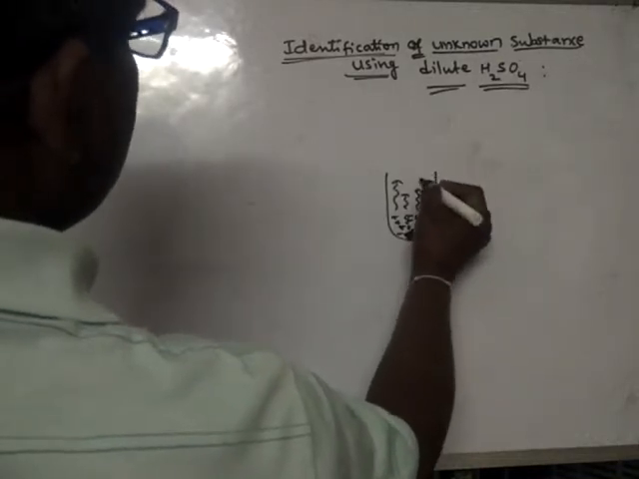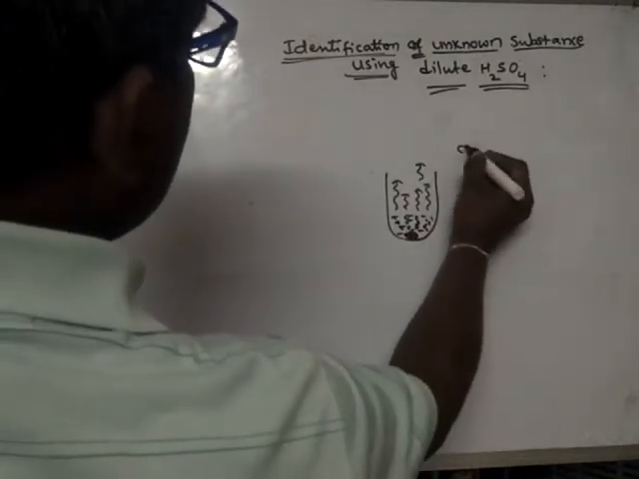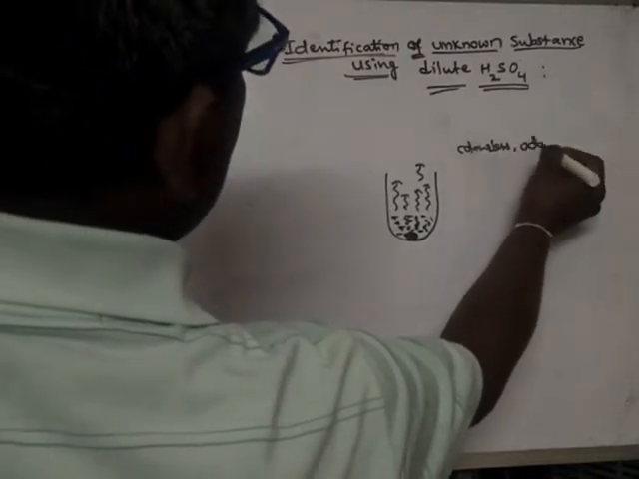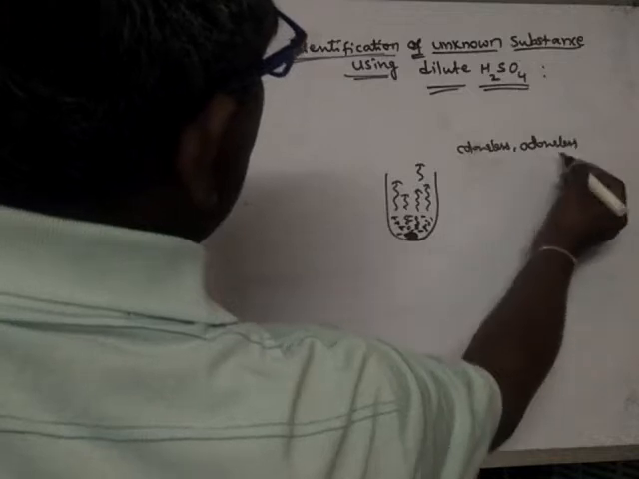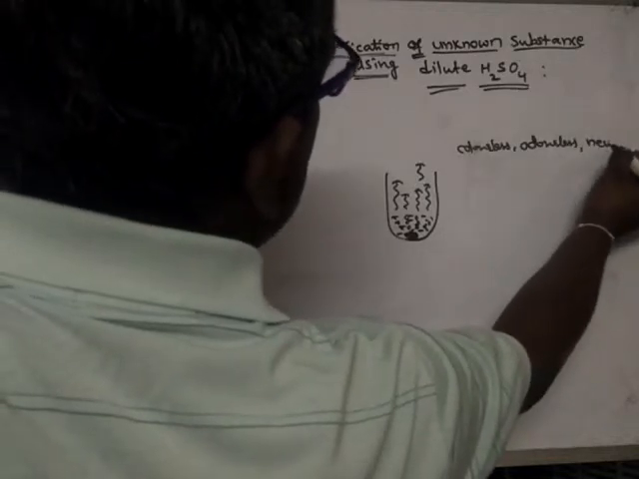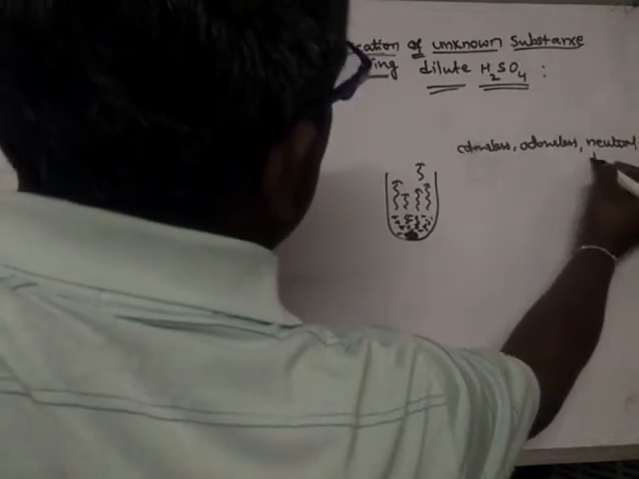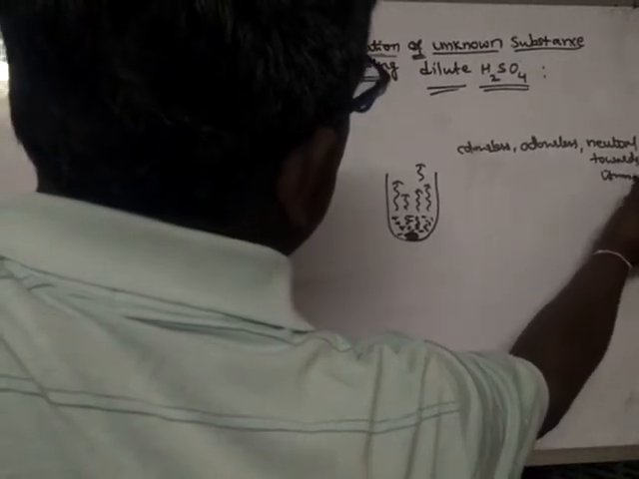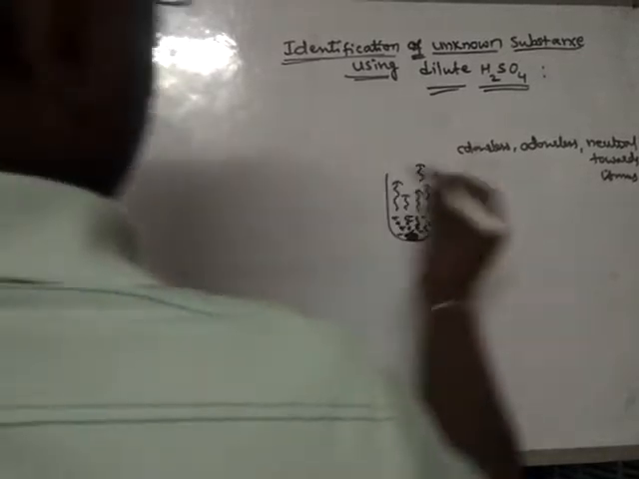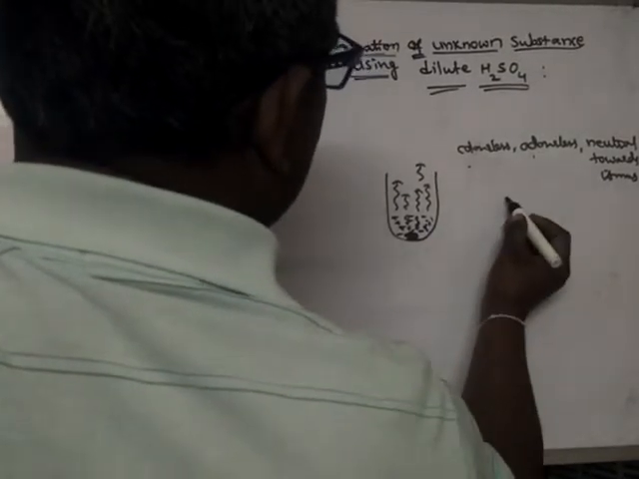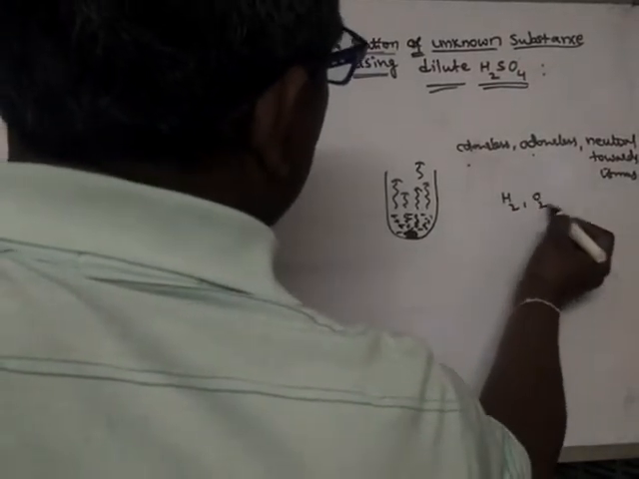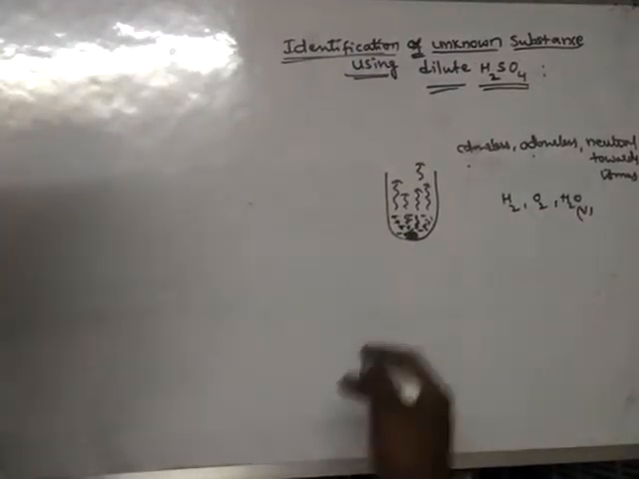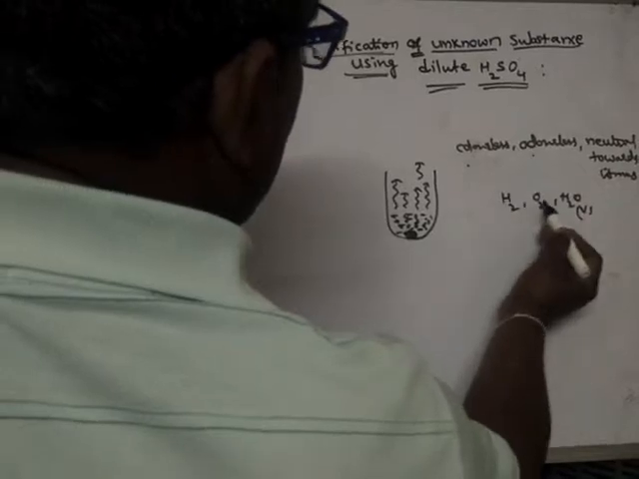Now this gas is colorless, odorless, and neutral towards litmus. So these properties are shown by either H2 or O2 or H2O vapor. So maybe this or this or this.